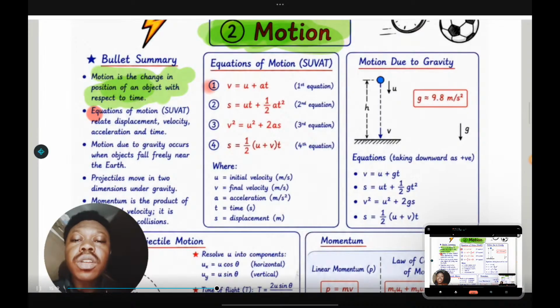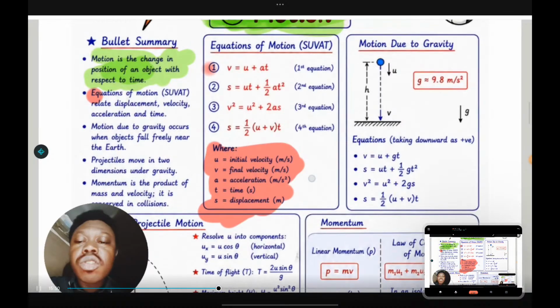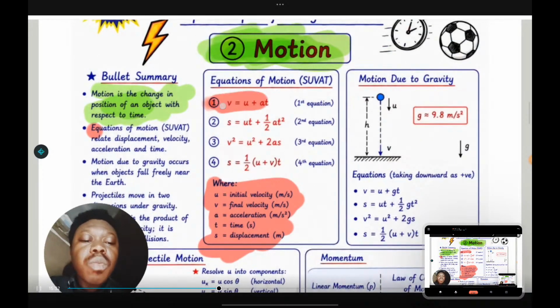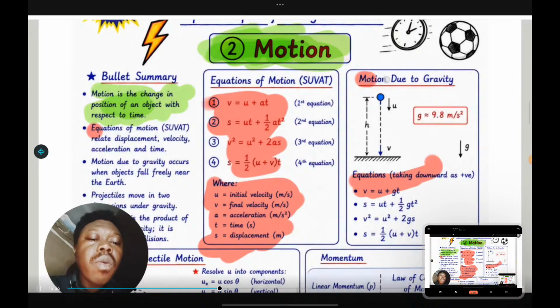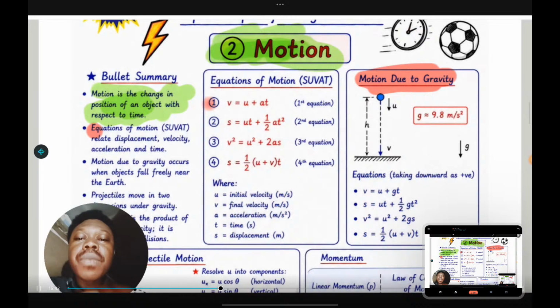These are the interpretations of each of the terms. We have initial velocity, final velocity, and then we have acceleration, time, and displacement. Take note of these. Now, these equations of motion can be transformed into equations for motion due to gravity, and hence you can see what is happening. Let me show you something quickly.